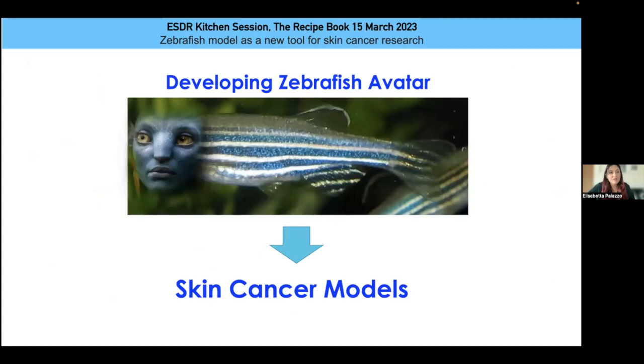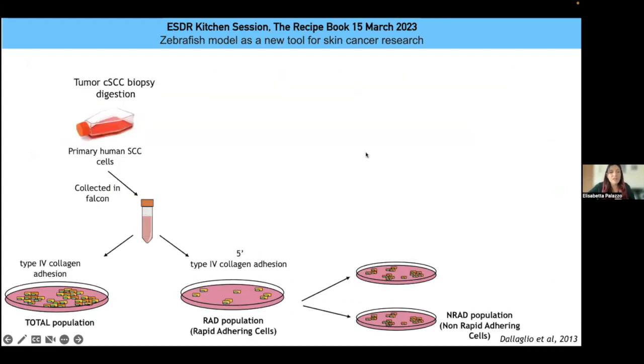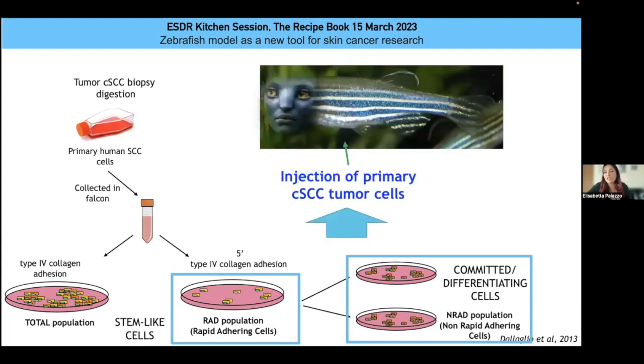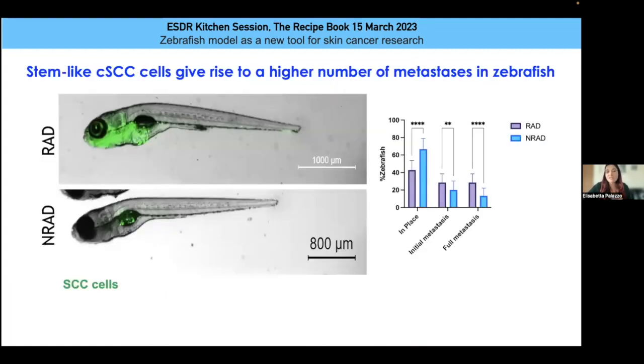Let me give an example using our skin cancer model. Another topic of our lab is the characterization of keratinocyte subpopulations in healthy and pathological conditions. Here you have an example of keratinocyte subpopulations from SCC. We were able to separate a population of more stem-like cells versus a population of more differentiating cells. We used these two types of cells to perform injection into the zebrafish. We start from primary cells in this case.